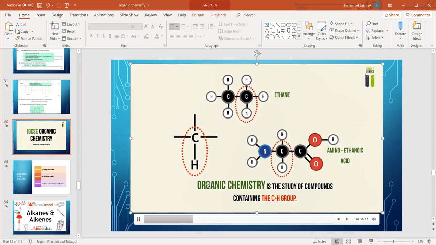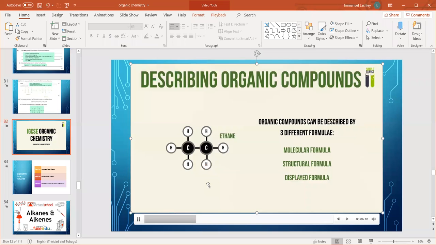Therefore, organic compounds are basically compounds which contain the CH group. Okay? Cool. Now we go to learning about how to describe organic compounds. A first step to describing organic compounds is having a symbolic way in which we can describe them. So we commonly use formulae to describe organic compounds.